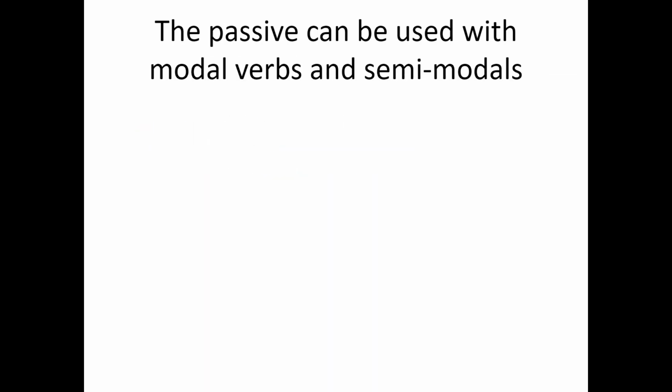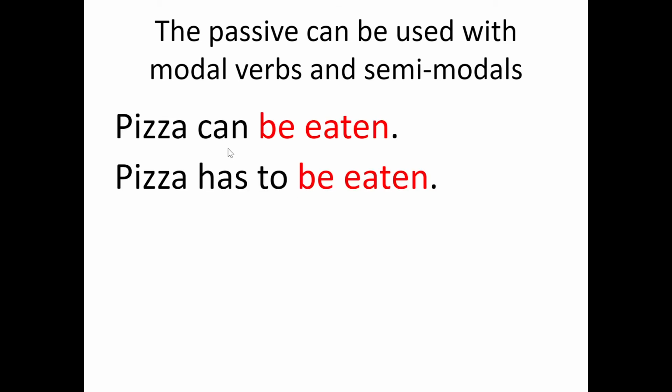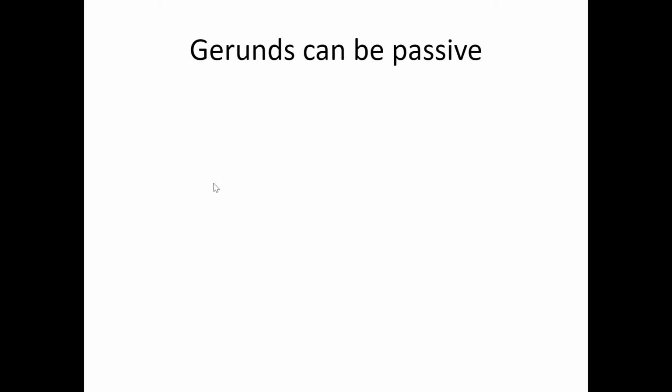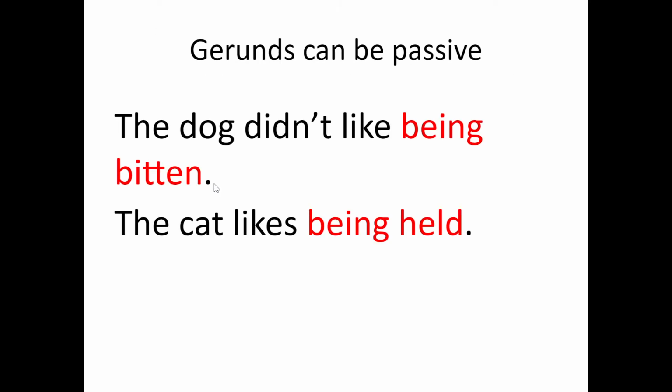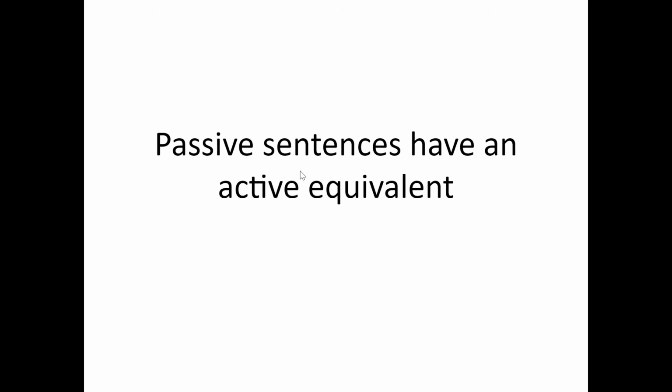The passive can also be used with modal verbs and semi-modals. So modal verbs, pizza can be eaten. Semi-modal, pizza has to be eaten. Gerunds can be passive. We saw an example of this earlier. The dog didn't like being bitten. The cat likes being held. Here's another example. So it's always being plus the past participle.